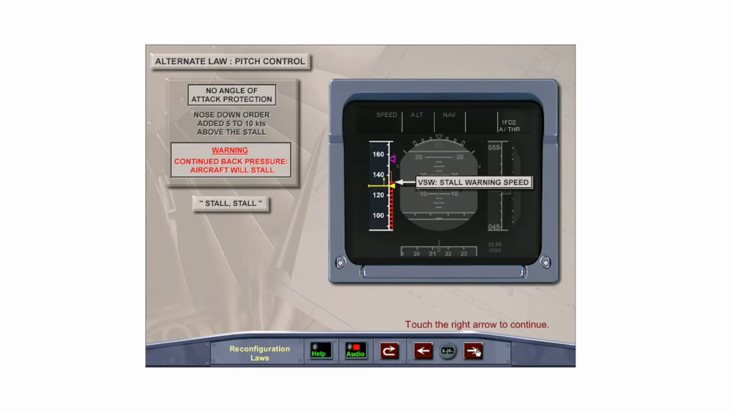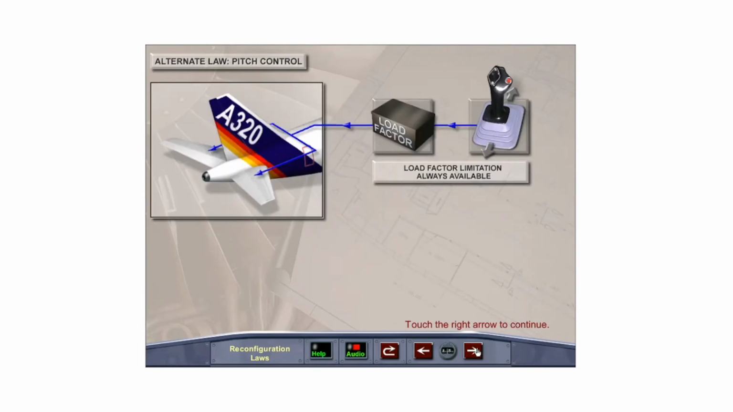The PFD speed scale presentation changes in alternate law. VSW stall warning speed, rather than alpha prot and alpha max, is displayed at the top of the red and black band. It is also possible with a combination of failures to have alternate law without any kind of low speed or high speed protections. However, the load factor limitation is always available.